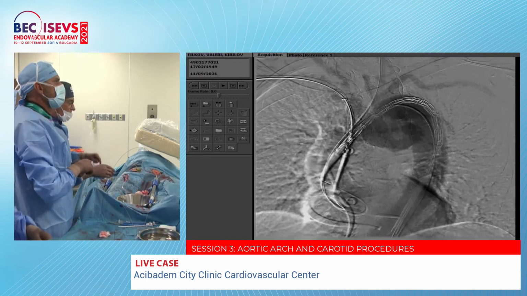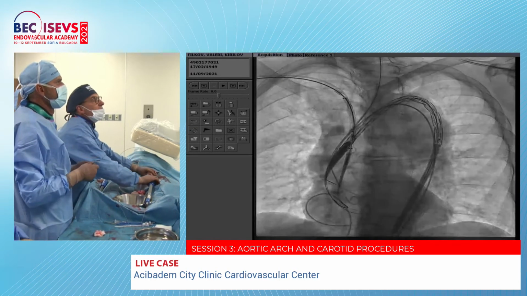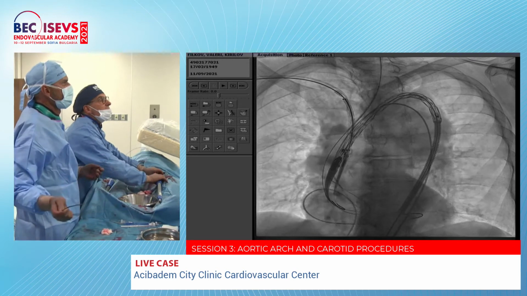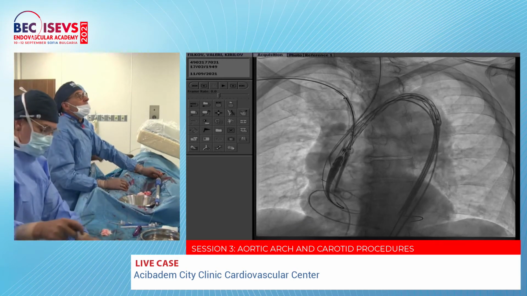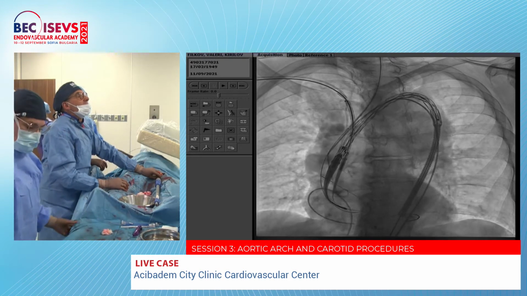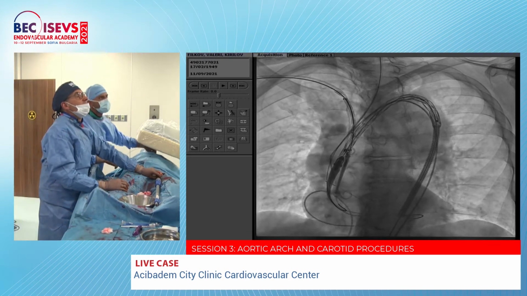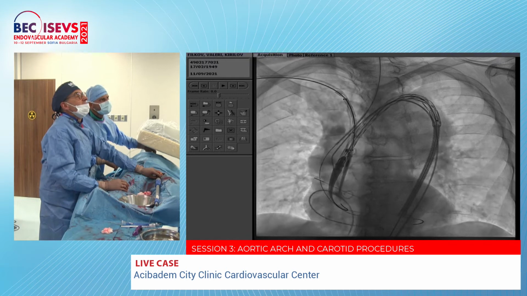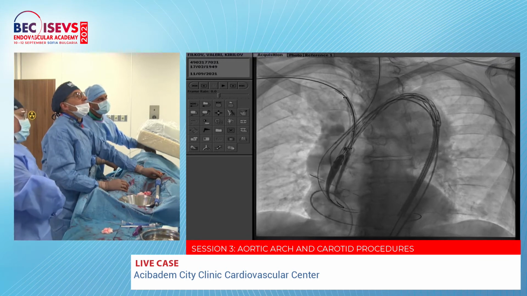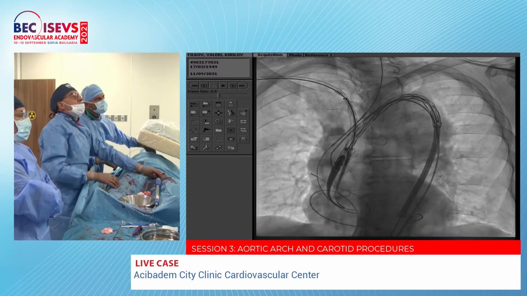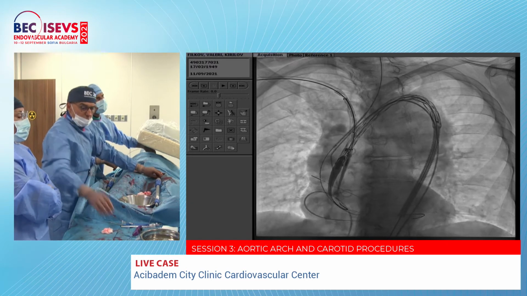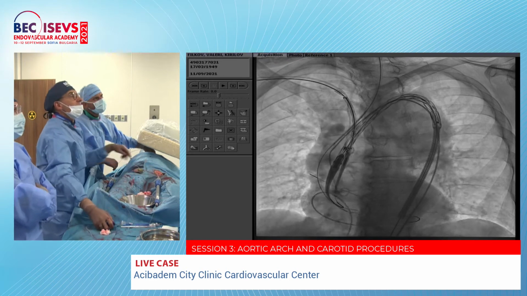Okay, we have to be a little further down, something like that. And also we have to position now the endurance from the brachiocephalic trunk and the chimney. No, it has to be more into the carotid, because otherwise we don't have it.